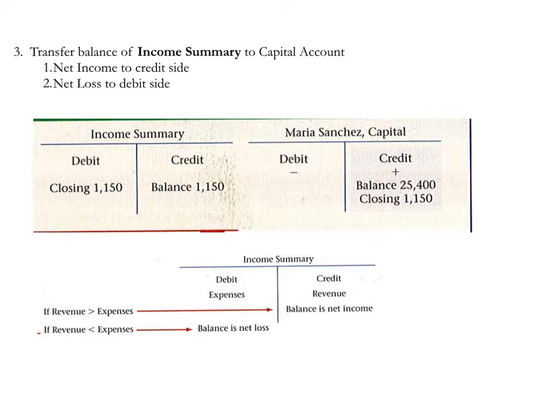Third step, we take the balance of our income summary. Our income summary is going to have a balance either on the debit side or the credit side, depending on which side had a higher value. And we're going to transfer that to the capital account. So 2 choices. The net income is going to go to the credit side of the capital account, and a net loss is going to go to the debit side. As a reminder, if you look at the income summary report, it has expenses in the debit side, revenue in the credit side. If the revenue is greater than the expenses, then the balance is a net income. If the revenue is less than the expenses, then our balance is going to be a net loss.